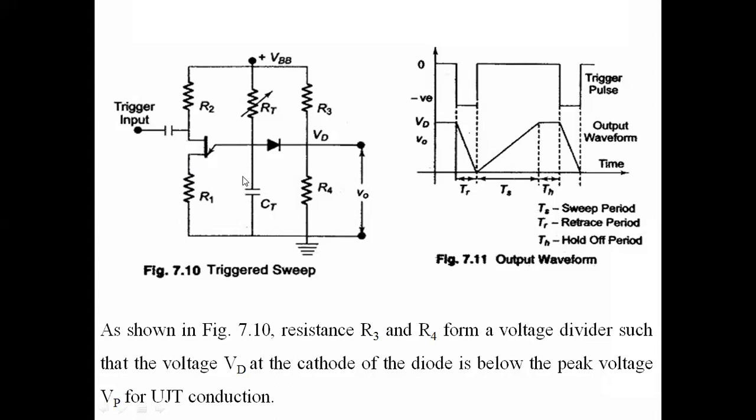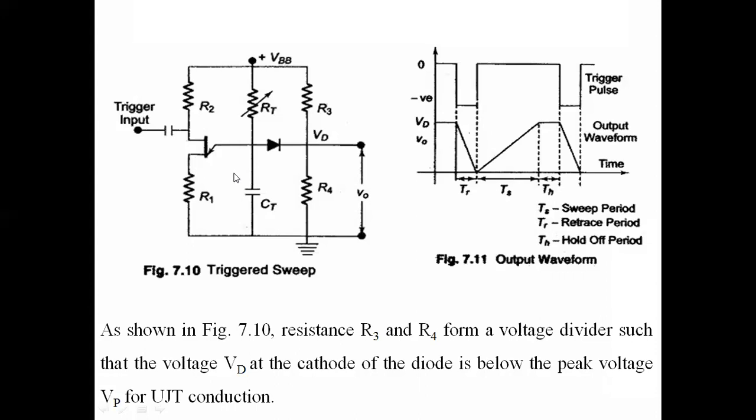Due to that, the capacitor will be discharged through the UJT. In such a situation, we call it UJT is turned on, triggered on, or fired. The capacitor will discharge until a certain minimum value. After reaching the minimum value, the UJT will be off.